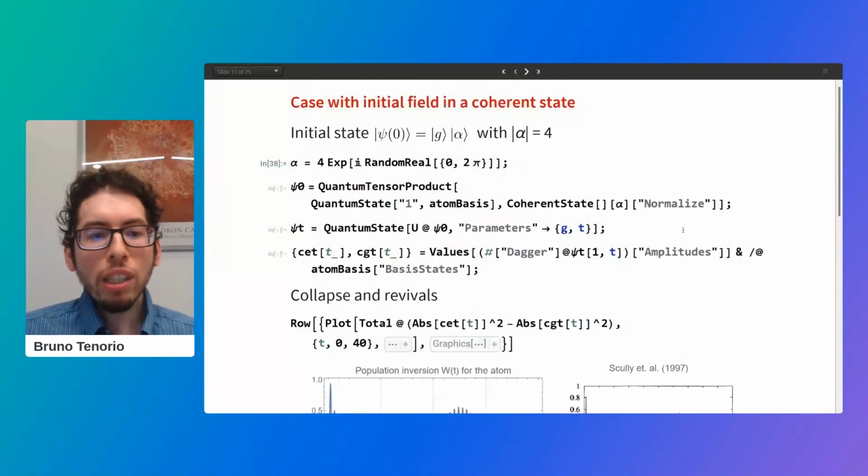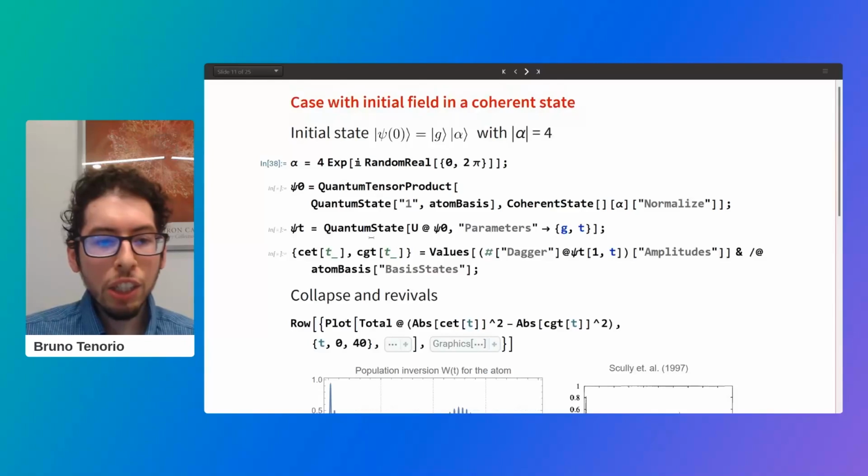But now let's consider a more interesting initial field, such that it's in a coherent state. And in this case, we will see more interesting results. We define the state, we evolve it, and we define this CET, CGT, that are coefficients related to the probability of finding the atom in the excited state and in the ground state. With that, we can calculate the population inversion.